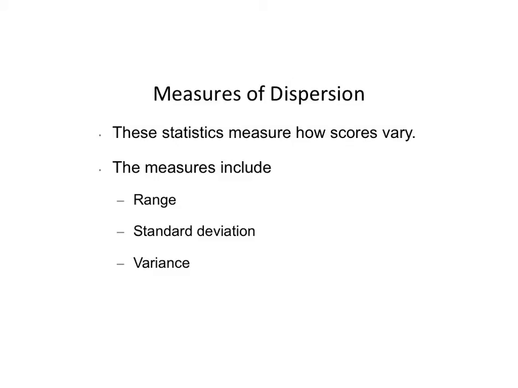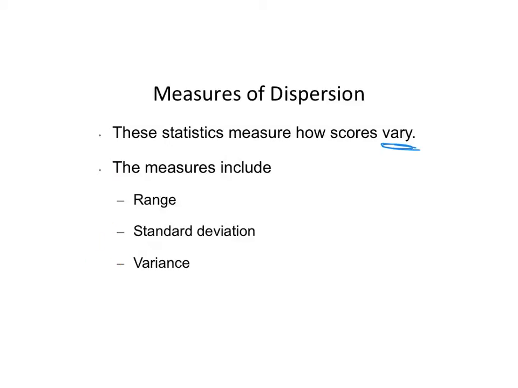So like I said, this can be called either measures of variation or measures of dispersion. And really what that has to do with is how scores vary, hence the term dispersion or variation. There are three general statistics that are associated with measures of variation. They are range, standard deviation, and variance.